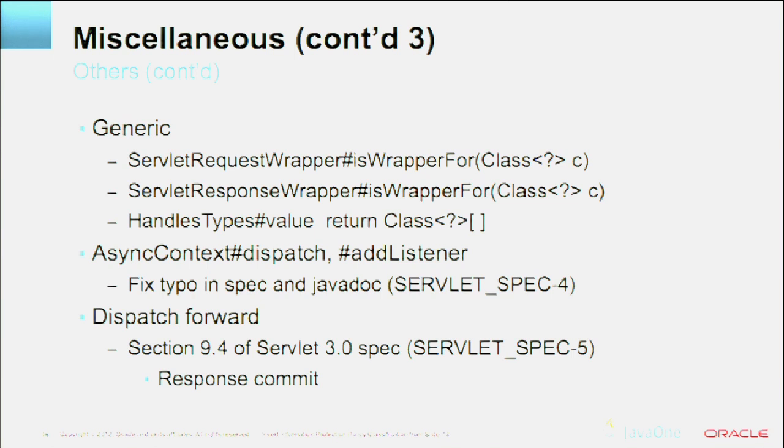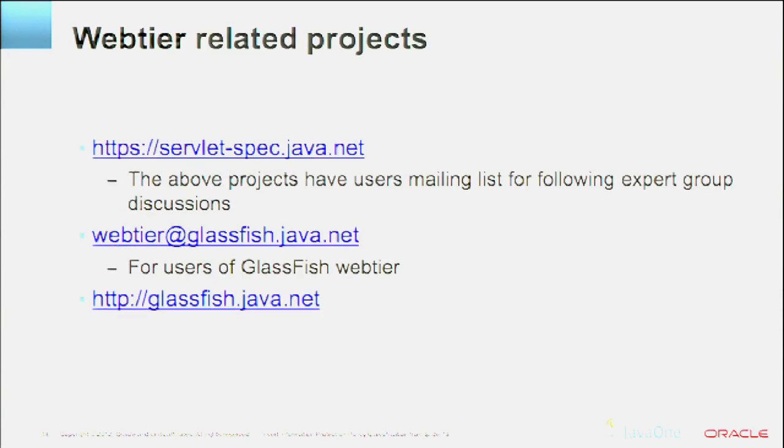And okay, so far, if you want to learn more about the spec and the project, then you can go to the java.net website, and you can subscribe to the users alias there. You can also take a look at the email archive of the discussions in the users alias and the expert group. And you can also send email to webtier@glassfish.java.net, and then you can ask specific questions about Glassfish. And of course, you can download the Glassfish product here, and then you can try it out.